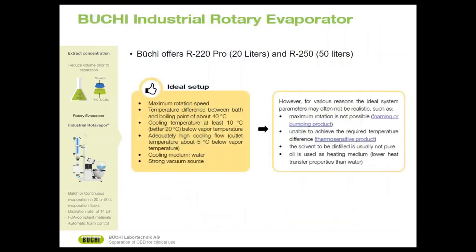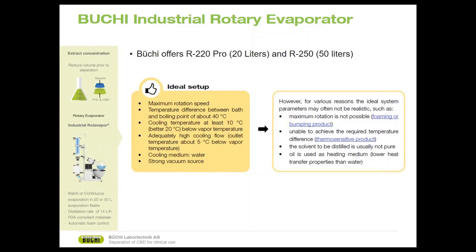So BUCHI offers 20-liter and 50-liter industrial evaporation units. To be able to have the ideal setup, you must have the maximum rotation speed, a temperature difference between bath and boiling point of about 40 degrees. Cooling temperature must be below 10 Celsius, at that vapor temperature. Cooling media such as water with a strong vacuum source must be used.